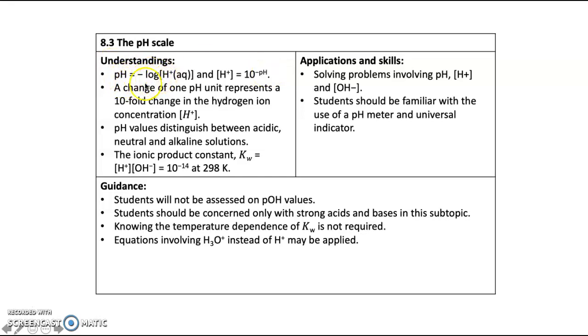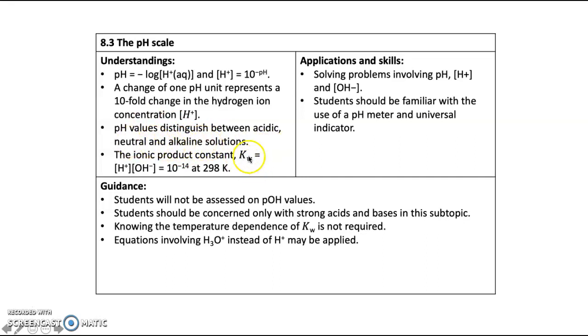It tells us that pH is a logarithmic scale, which means that every change of 1 unit in pH represents a 10-fold change in the concentration of hydrogen ions. Okay, and then these values that we use can help us distinguish between acidic, neutral, and basic solutions.